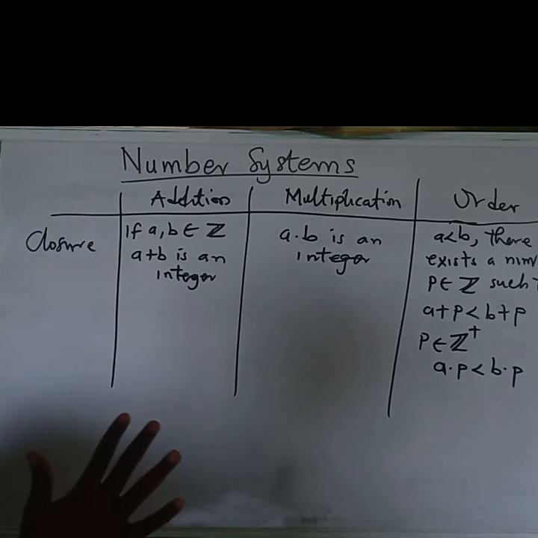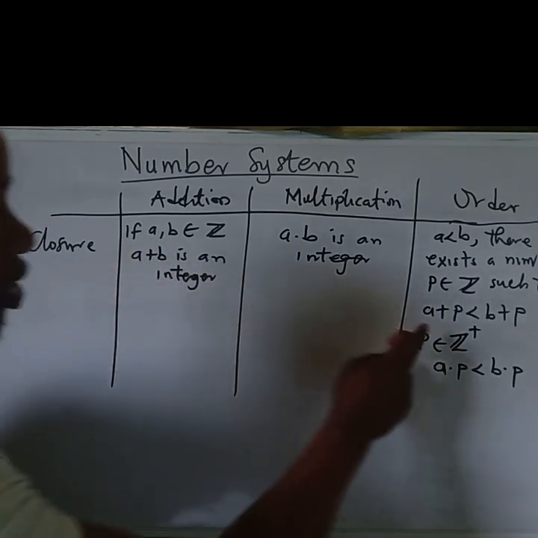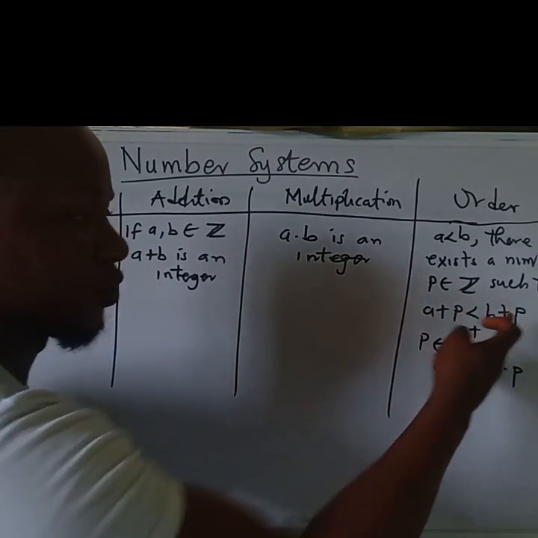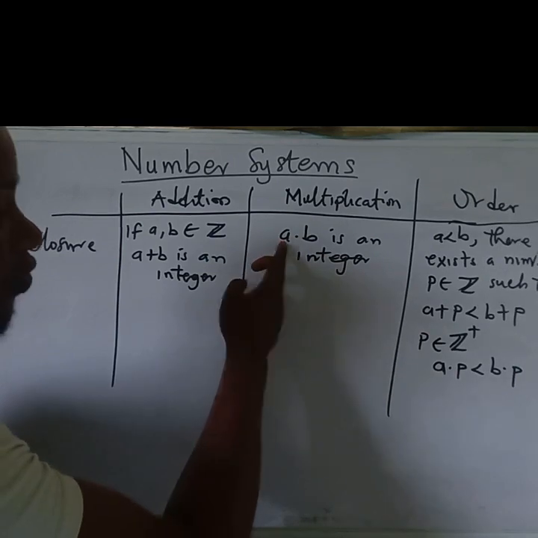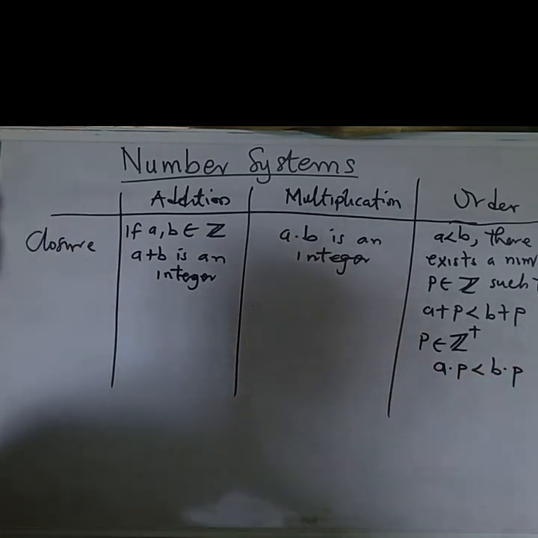By virtue of this, A plus P is an integer, and B plus P is also an integer. Also, A dot P is an integer, and B dot P is also an integer. So the closure property is satisfied.